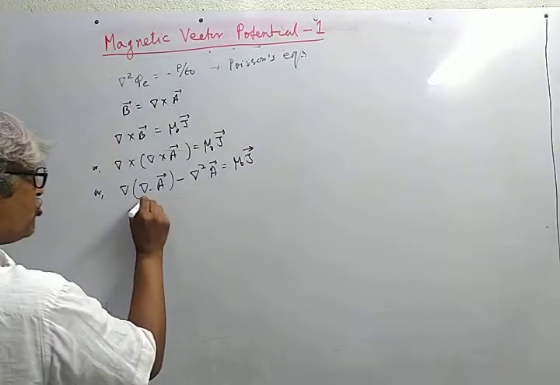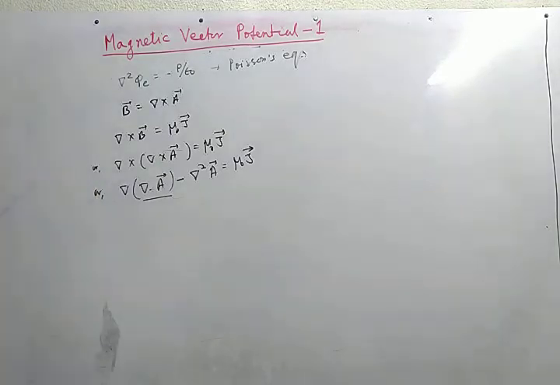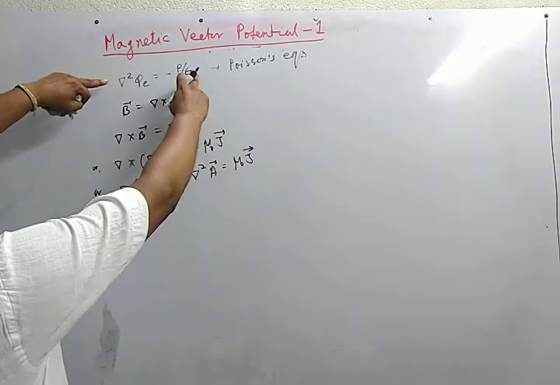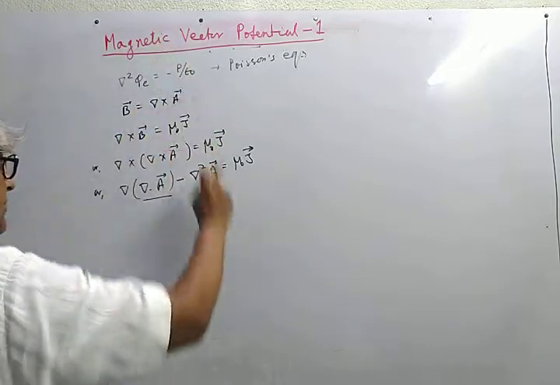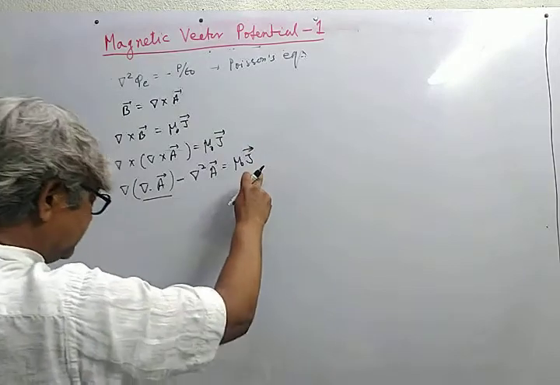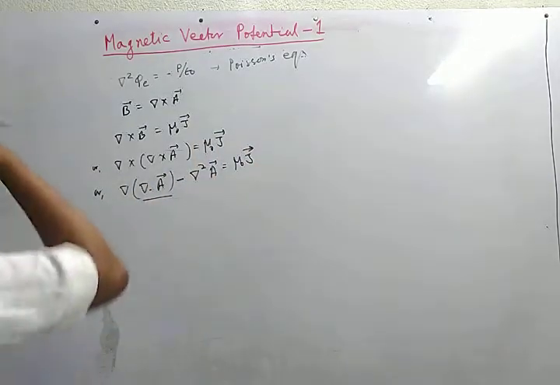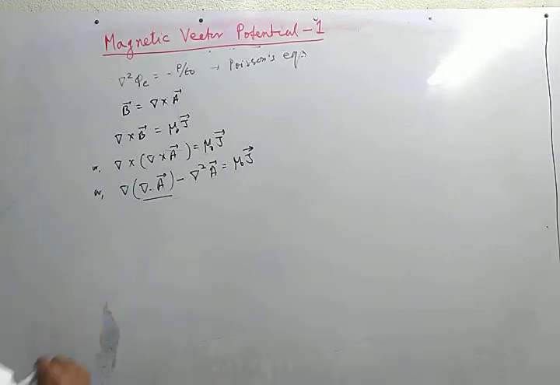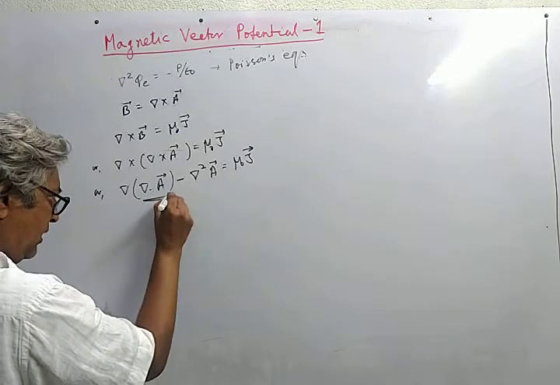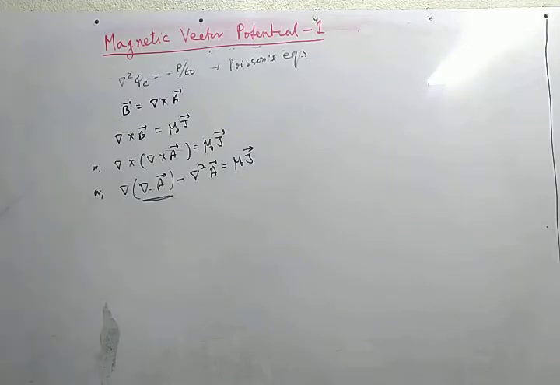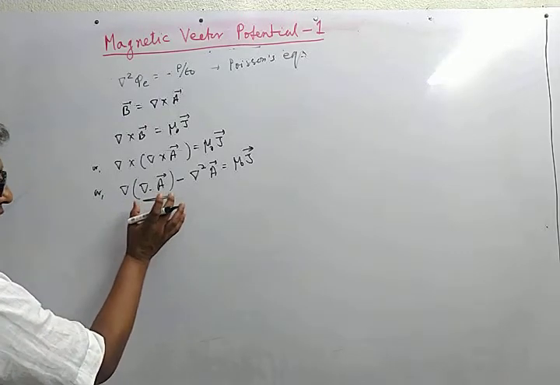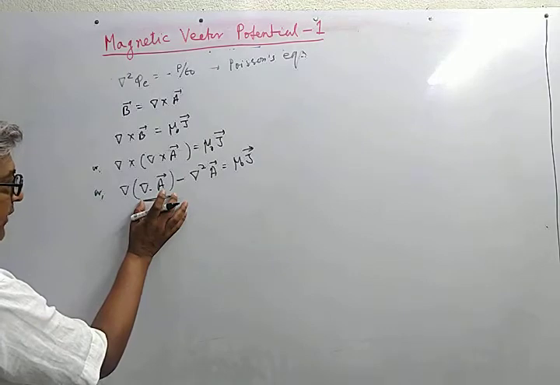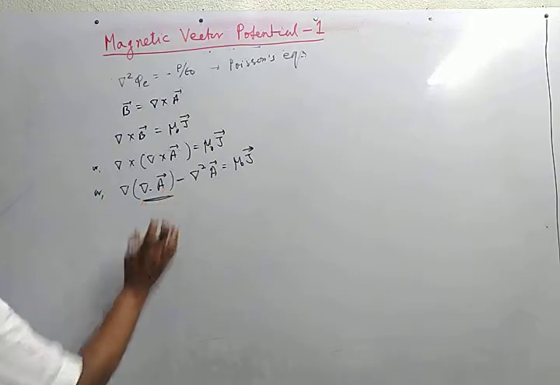Using the vector identity, we get this. Had this term not been there, this equation would be very much like this. The potential is scalar and the source is a scalar; here the potential is a vector and the source is a vector. So let me first have a discussion on this term. Earlier, while deriving Ampere's circuital law from the Biot-Savart law, we proved that this term is equal to zero. Here we shall set this term equal to zero from some other consideration.